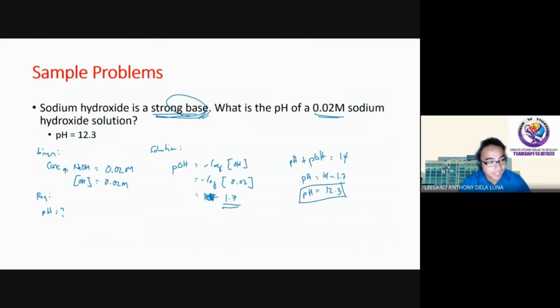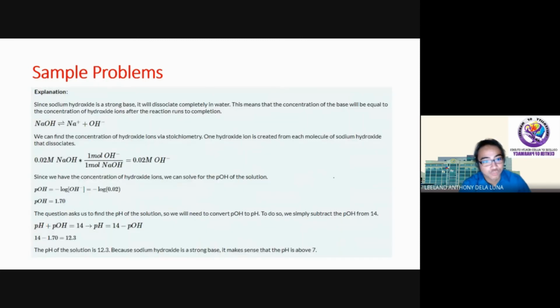Alright? Make sense? Okay. So, ito yan. Sabi ko sa inyo, class, basta strong electrolyte, basta strong acid or strong base, whatever yung kanyang concentration, yun na rin yung concentration ng hydroxyl ion or ng hydrogen ions, depende kung acid yan or base. In this case, it's a strong base. So, hydroxyl ions yung i-produce ko. Alright? Are we good? Okay.